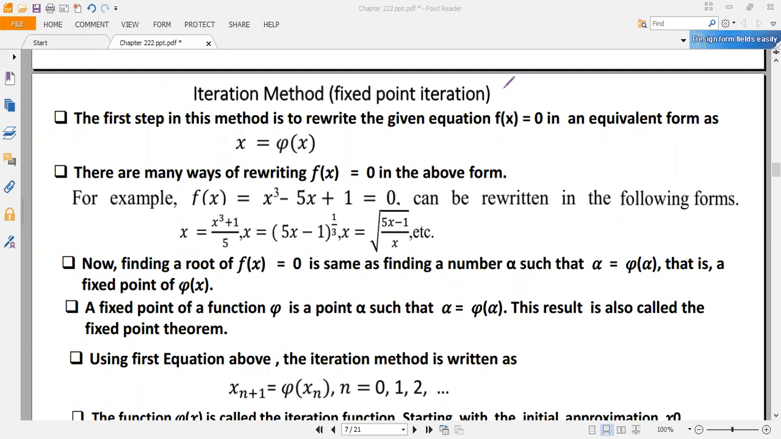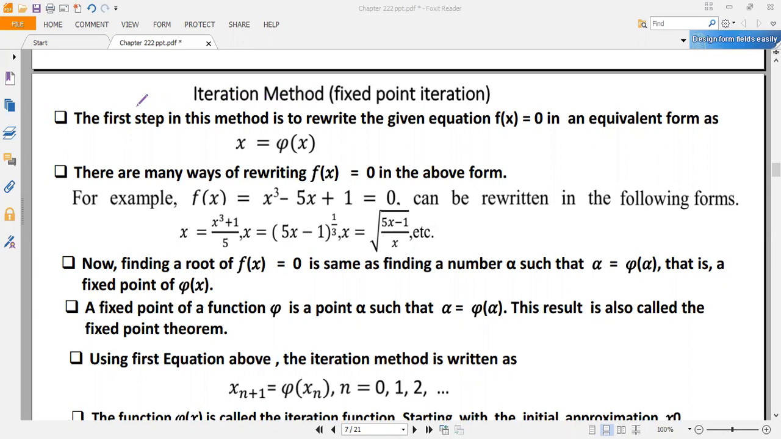Today we'll see another iterative method for the solution of a nonlinear equation, which is an open iterative method called fixed point iteration or the iteration method. It is an open method, which means that it needs one initial approximation to find the successive approximations of the root.